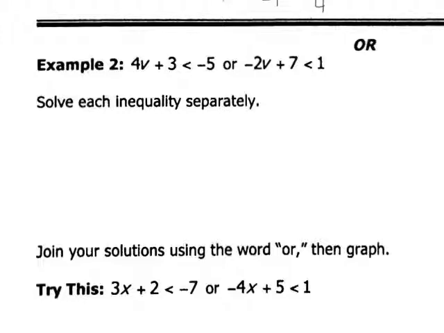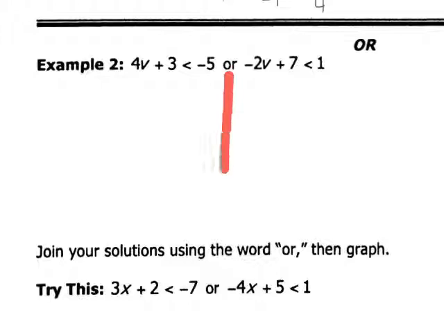So looking at example 2, you'll notice that it already has a word in it, and every OR problem will already have a word in it, so it's already broken apart for me. So all I need to do is simply solve both of these separately. So let me see if I can get rid of this. There we go. Get that out of the way so I can go ahead and solve. Okay. All right, now I'm ready. So I'm just going to solve these two separately.